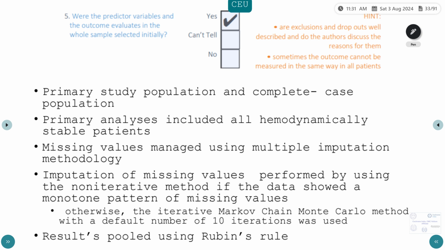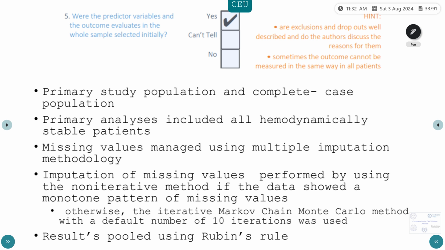Coming to whether the predictor variables and outcome were evaluated in the whole sample that they selected. The scores had different variables, like some required echocardiography to assess right ventricular dysfunction, some required cardiac troponins. So all patients may not have had these values. So they have divided it into a primary study population and a complete case population. The primary study population is the entire group that they looked at, which was around 5,000 patients. And the missing values, namely the echocardiographic findings and the troponins which were not there for the other patients, they have added using multiple imputation methodologies.